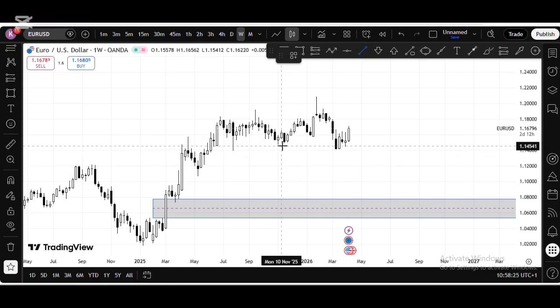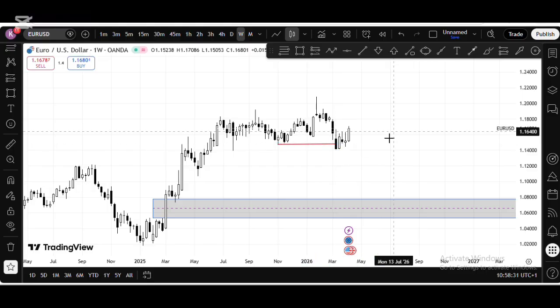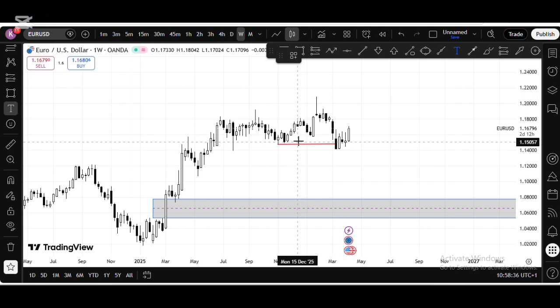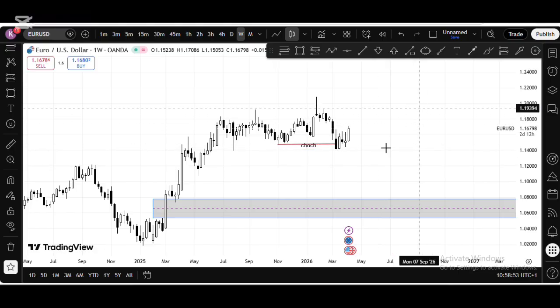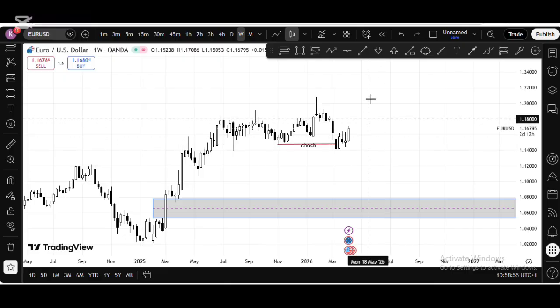We can call this a change of character, which managed to break this structure. Let's write it. Change of character. So we can see a change of character here.